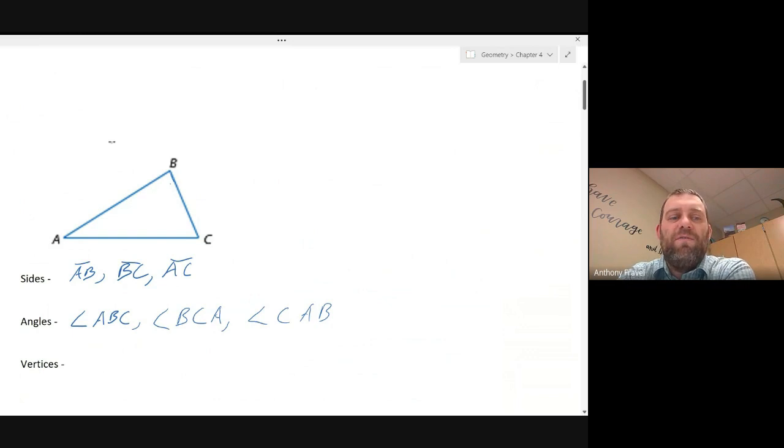And then vertices. Vertices are the points that are on the corners. There are 3 of them because it's a triangle. I've got vertex A, B, and then C. Again, each vertex is a point that the triangle has.